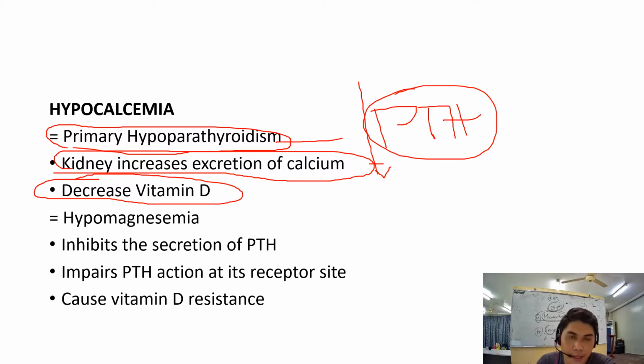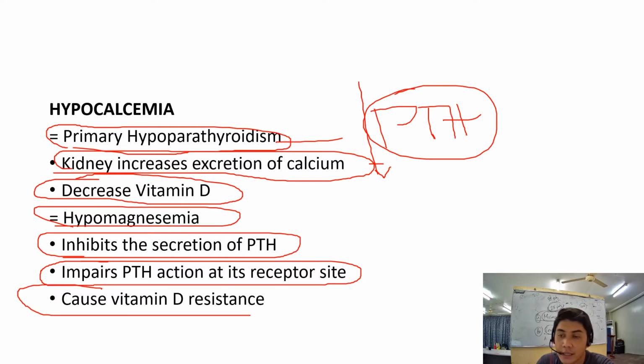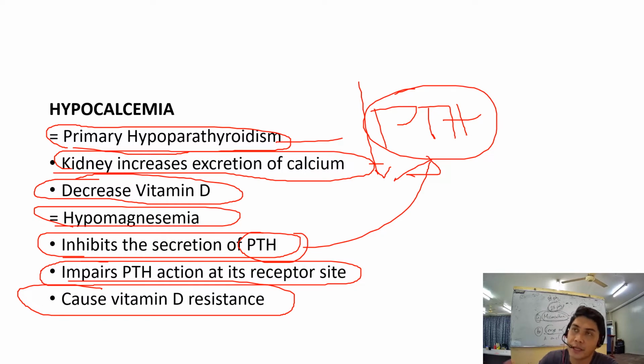Okay. Next, hypomagnesemia. So for hypomagnesemia, or decrease in magnesium concentration, it inhibits the secretion of PTH. Okay. And it also impairs the PTH action at its receptor site. And it causes vitamin D resistance. Okay, so those are the effects of hypomagnesemia. So if it inhibits the secretion of PTH, meaning there's a decrease in PTH level. So with decreased PTH level, there's also decreased reabsorption of calcium in the kidneys. So the effect, you have decrease in calcium.